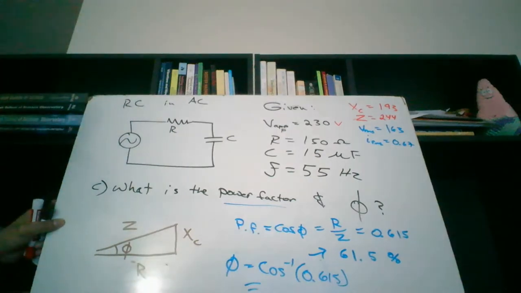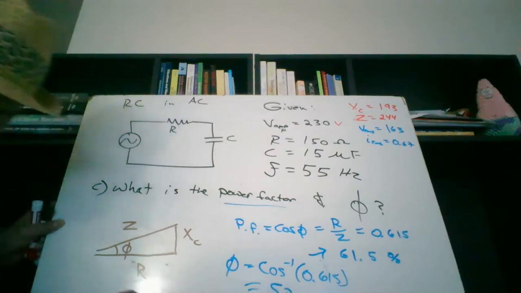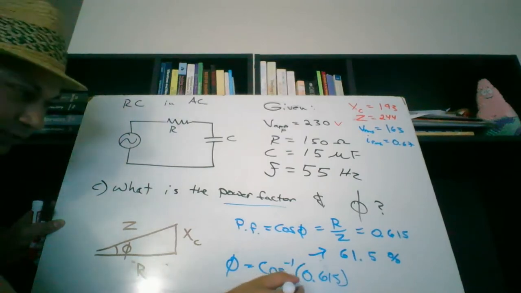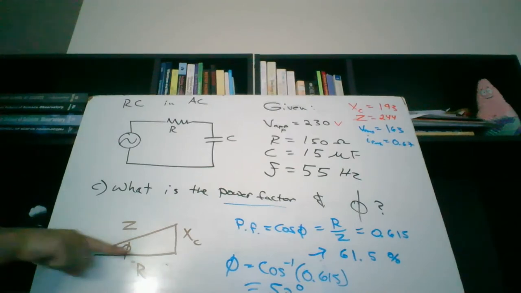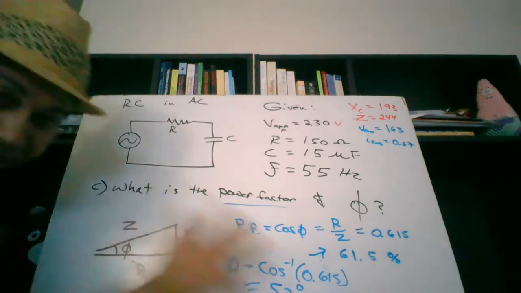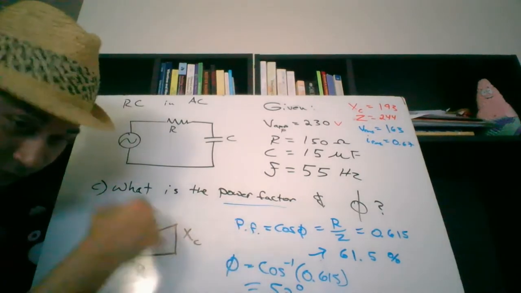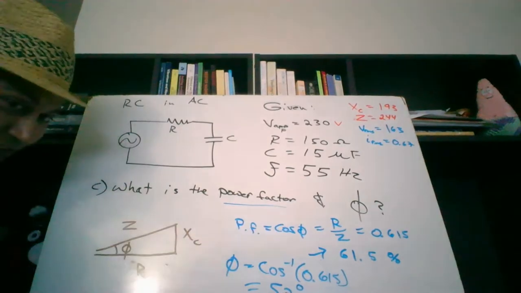And the phase angle is going to be 52 degrees. So that's how much it's out of phase. The current is out of phase from the actual impedance. Now, by the way, everything I'm doing, I'm going to repeat again. So follow along the first time if you're confused. The second time we do it, it's going to be the same exact stuff.